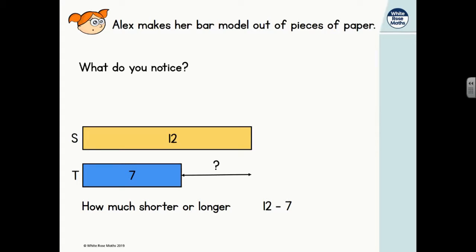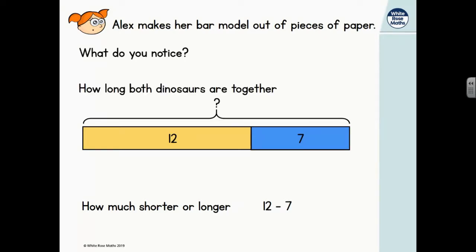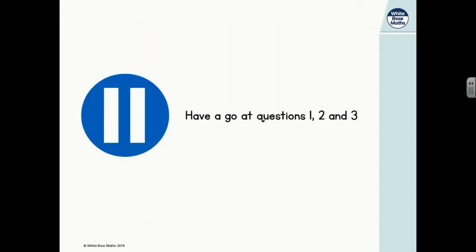This strip diagram doesn't just help with finding the difference though. We can move our Tyrannosaurus Rex next to our Stegosaurus. And this now will tell us how to calculate how long both dinosaurs are together. So we've got 12 and we've got 7. So our calculation will be 12 plus 7. Lots of things we can do with our strip diagrams or our bar models. Pause the video here and have a go at questions 1, 2 and 3. You might like to make your own bar models or strip diagrams.